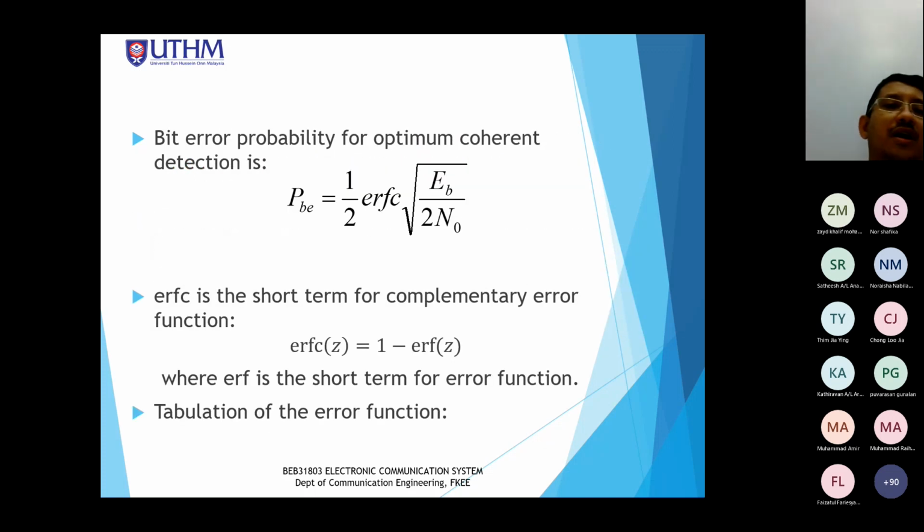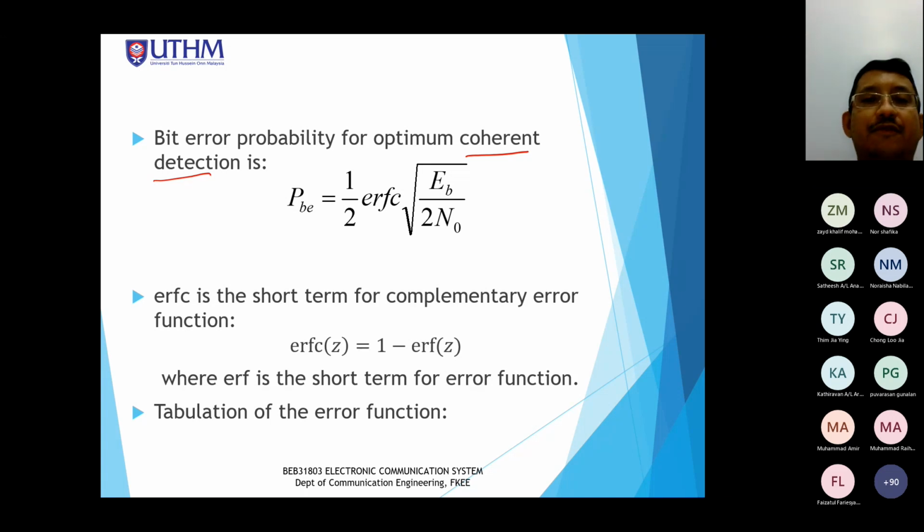And this is an important parameter, what we call the bit error probability. Okay, the probability that the bit received at the receiver is in error. This is the probability calculation for coherent detection. So this is the probability of bit error that we measure at the receiver side. What is the probability that the bit is going to be in error at the receiver? Ini adalah kebarangkalian berlakunya error at the receiver.